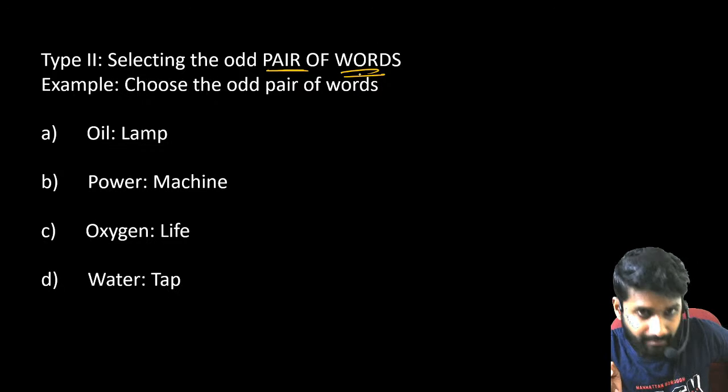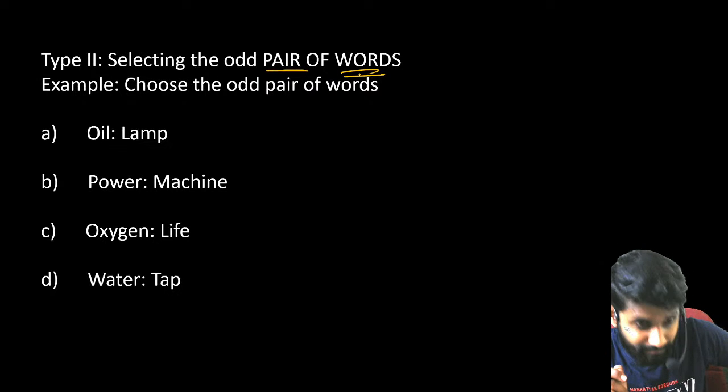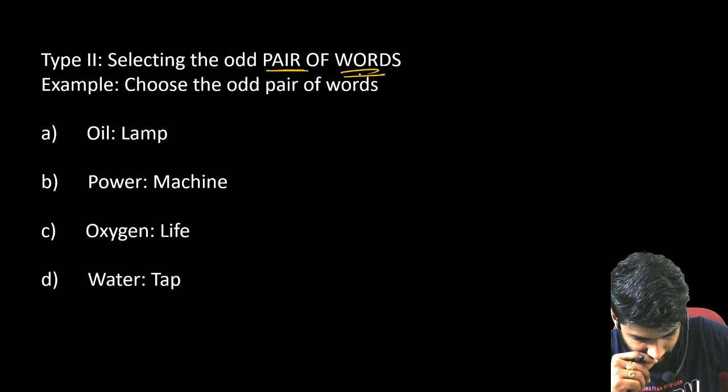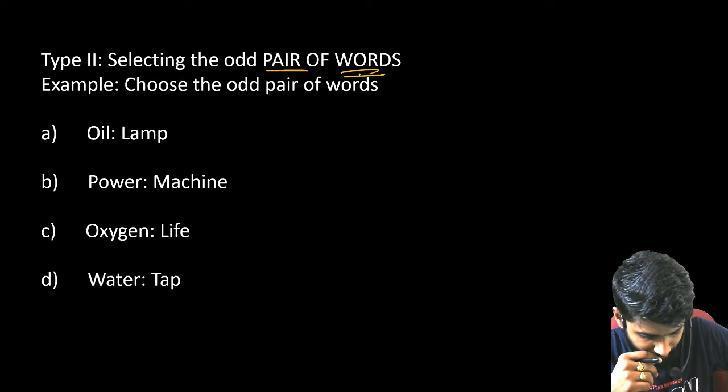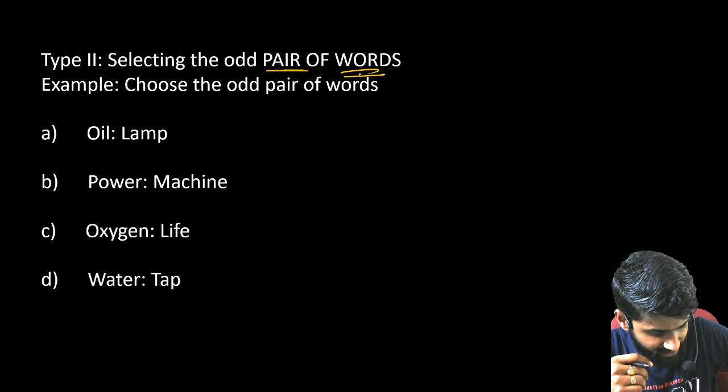What is the answer for the second one? So, wrong pair. Oil, lamp. Power, mission. Oxygen, life. Water, tap. Which one is the odd one out? Which one is the wrong pair? D. Why are you choosing D? Harshita, Shubham. Why is it a 2?